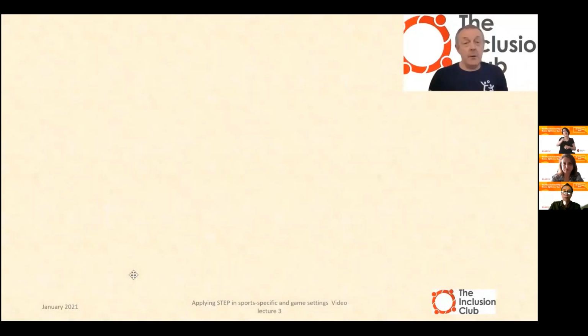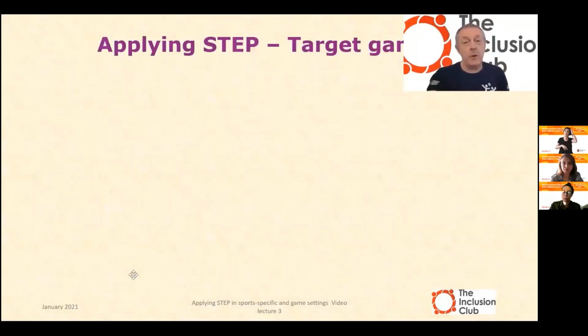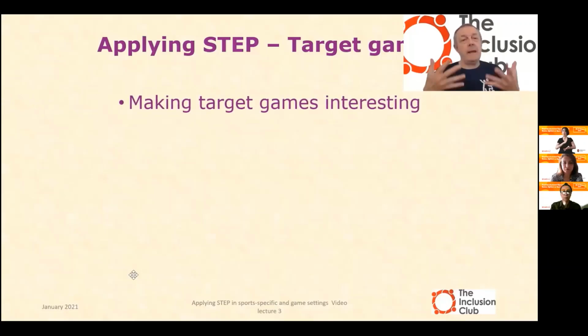So let's look at the first games family, and this one is target games and how we might apply STEP in the target game setting. And what I want to look at under target games is how we can make target games more interesting, because quite often for a lot of young people, it's just throwing something or sending something towards a target. And once they're successful, how can we make that more interesting? How can we change the activity so that it becomes more interesting for them?